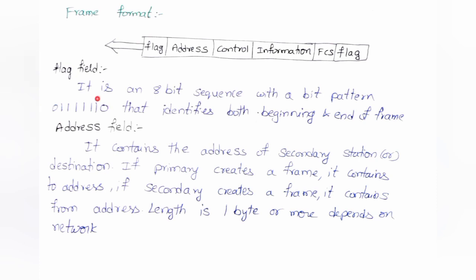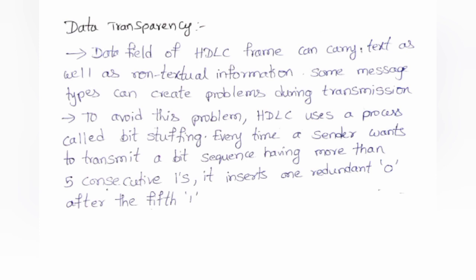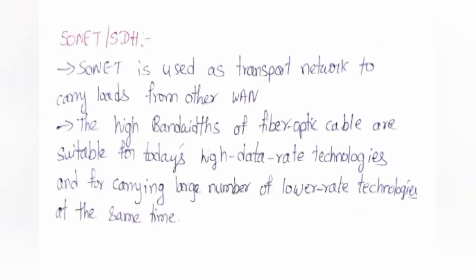If this same pattern, that is 0, 6 ones followed by 0, appears as consecutive ones in the information field, it may be mistaken as the end of the frame. To avoid this problem, we are using the bit stuffing concept, right? Every time a sender wants to transmit a bit sequence having more than 5 consecutive ones, it inserts one redundant 0 after the 5th one.